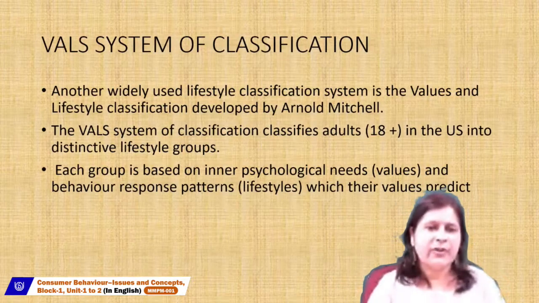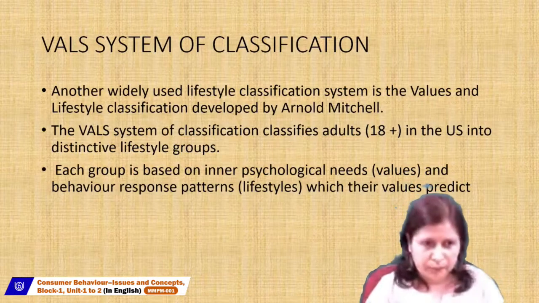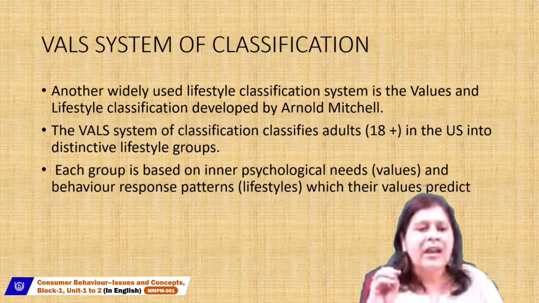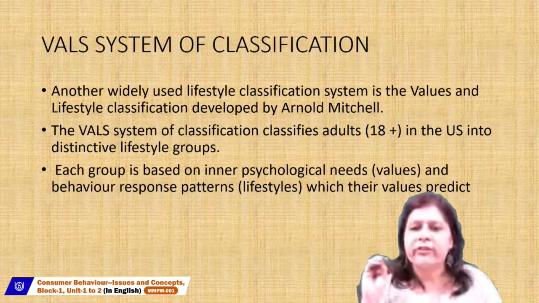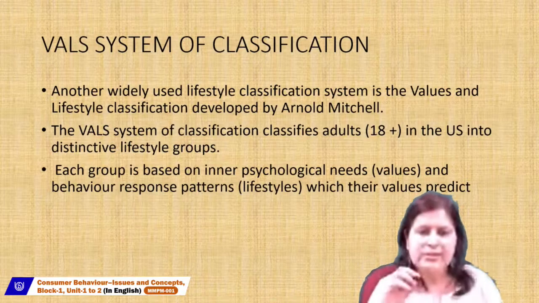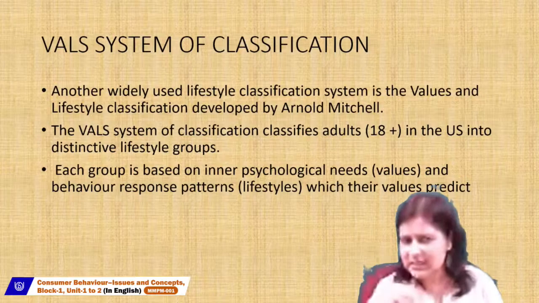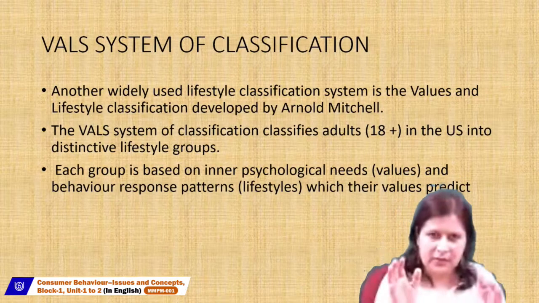Another system of classification is the VALS system of classification, that is, Values and Lifestyle classification, and it was developed by Arnold Mitchell. This system of classification classifies adults, that is 18 plus, into distinctive lifestyle groups.